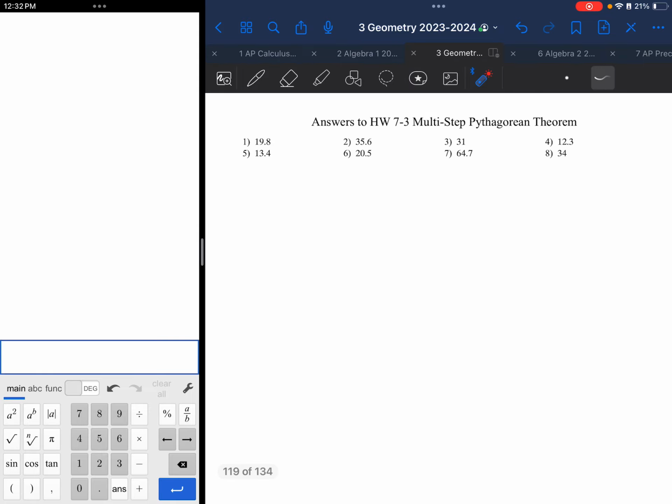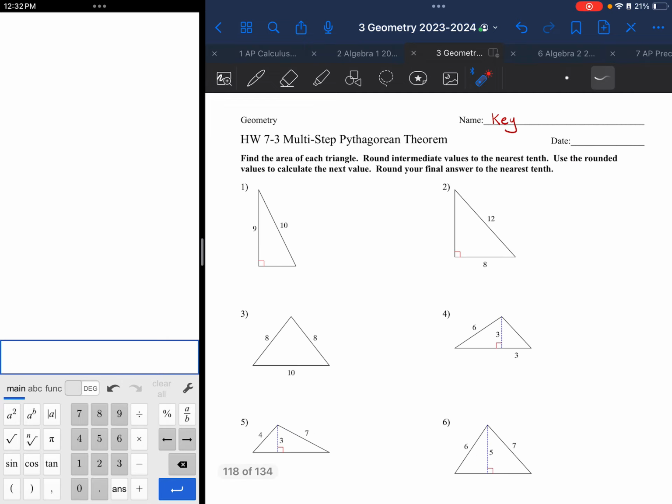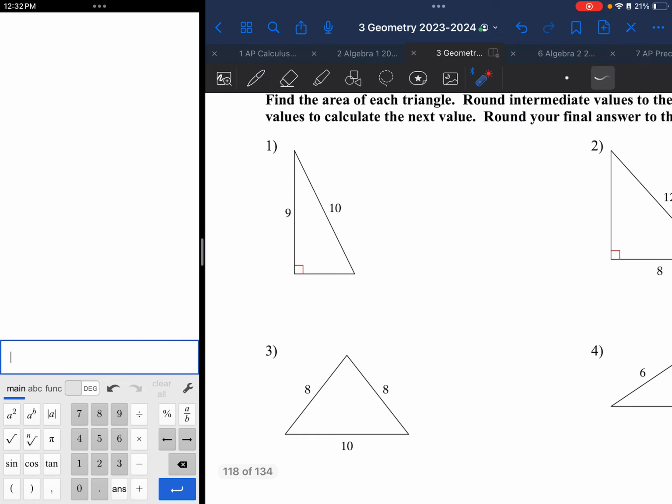I'm going to compare my answer, and it'll be a little bit off. Maybe it'll be like a 19.6 instead of a 19.8, to make sure that I'm roughly in the right area. But other than that, I'm going to keep my answers as exact as possible until the very end. And then at the very end, I will round to the nearest tenth. And I'm hoping that's what you do as well. So let's go ahead and try to do number one.